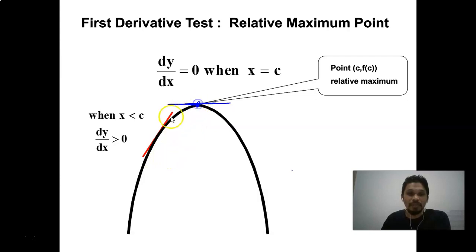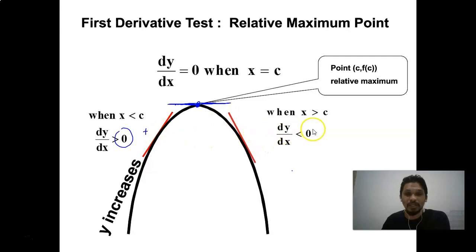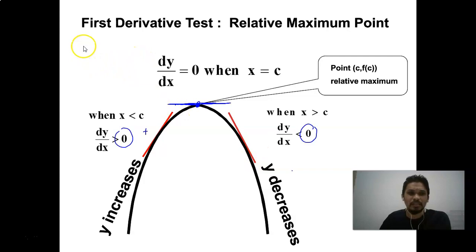Before this point, the gradient is positive. The gradient is greater than 0, and y increases. After that, dy/dx is less than 0, where the value of y decreases. It's just like a curve of a quadratic, maybe something like this.